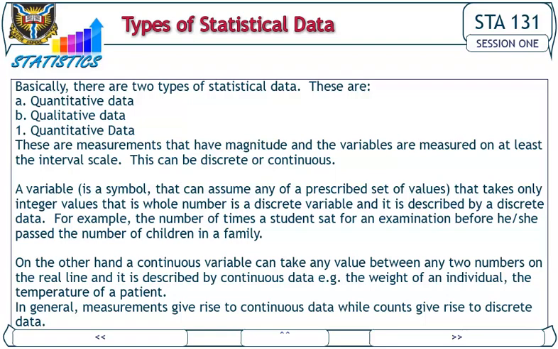A variable is a symbol that can assume any of a prescribed set of values. A variable that takes only integer values, that is, whole numbers, is a discrete variable and it is described by discrete data. For example, the number of times a student sat for an examination before he or she passed, the number of children in a family. On the other hand, a continuous variable can take any value between any two numbers on the real line and it is described by continuous data, e.g., the weight of an individual, the temperature of a patient. In general, measurements give rise to continuous data, while counts give rise to discrete data.